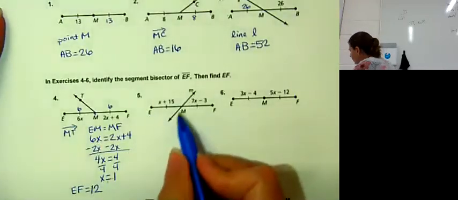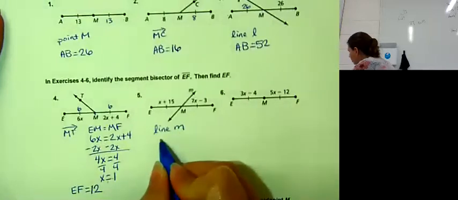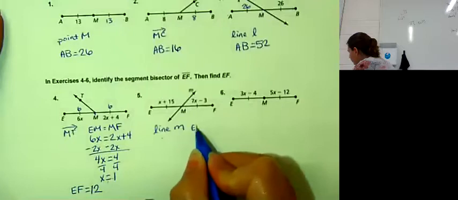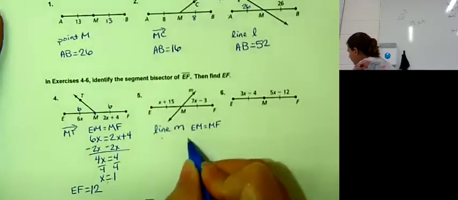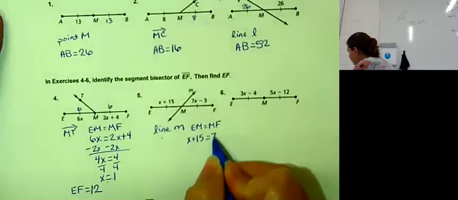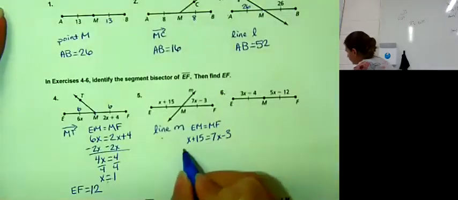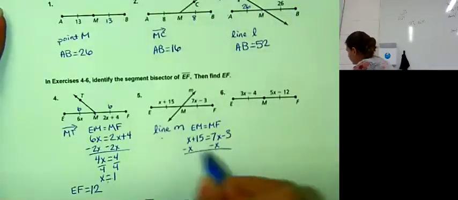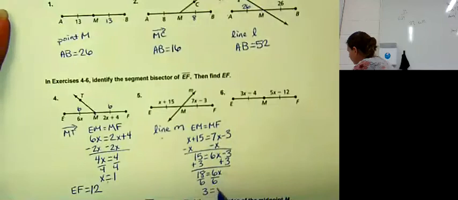Here again, if we identify the segment bisector, that would be line M. So that means that segment EM is equal to segment MF. So x plus 15 has to equal 7x minus 3. So we're going to solve for x. So I'm going to subtract x from both sides. Then I'm going to add 3 to both sides. So I can divide by 6. So I find out that x equals 3.